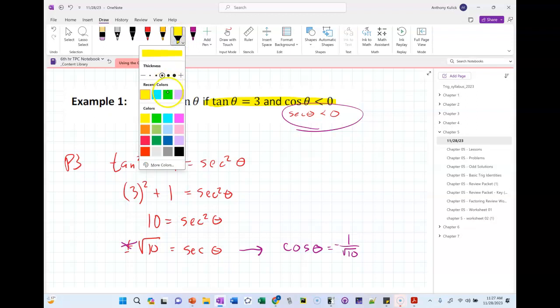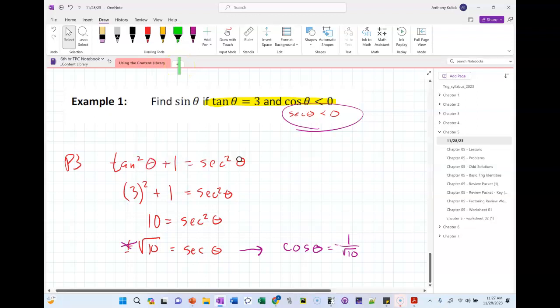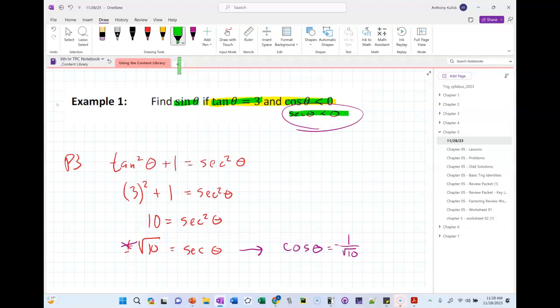So the next step now is I want to look for a trig function that involves sine, tangent, and then either cosine or secant. So I want a trig function that involves 3 of these identities.